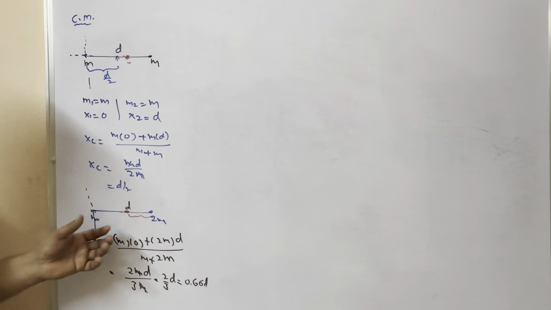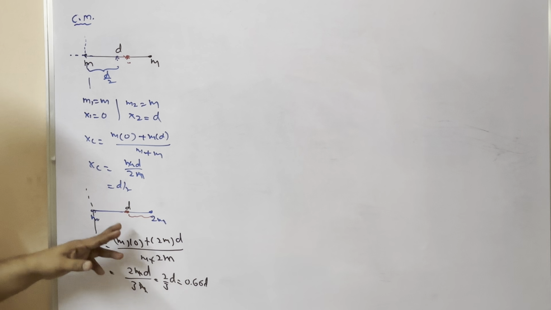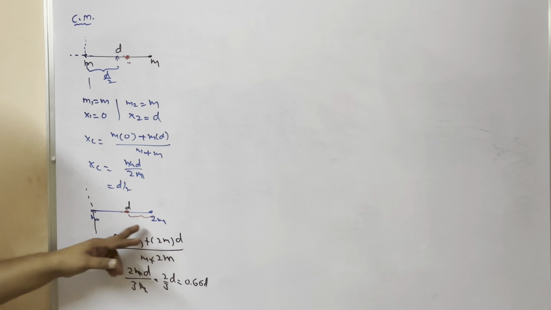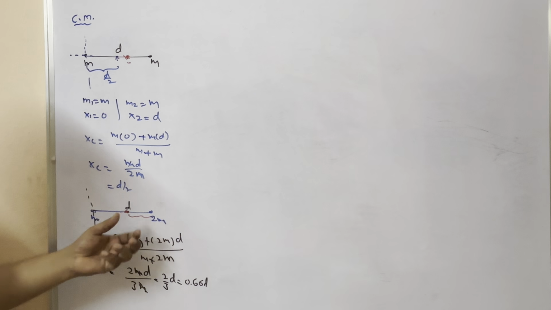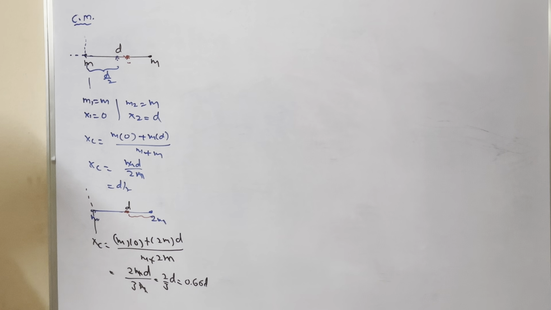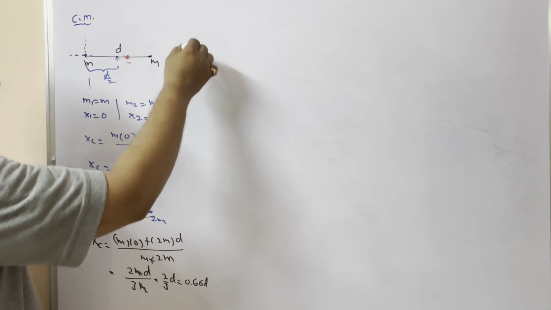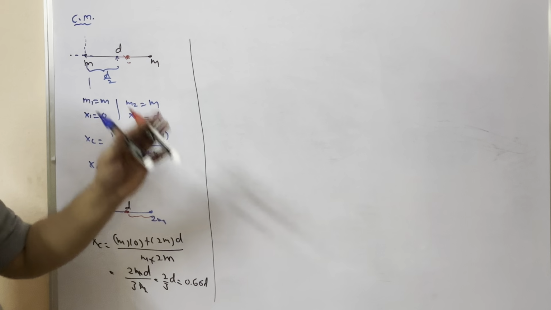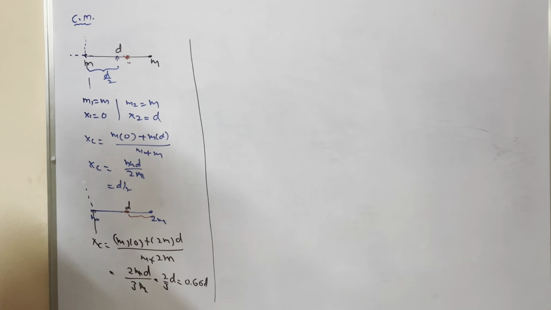Whenever you are taking two particles, or three, four particles, any number of particles, the center of mass will always be near the more mass, not the less mass. Where more mass is there, the center of mass will be near that, for a two-particle system. In the syllabus a two-particle system is there, therefore we will discuss only two masses. Like that, n number of particles also we can take, because the same formula only we are going to use.